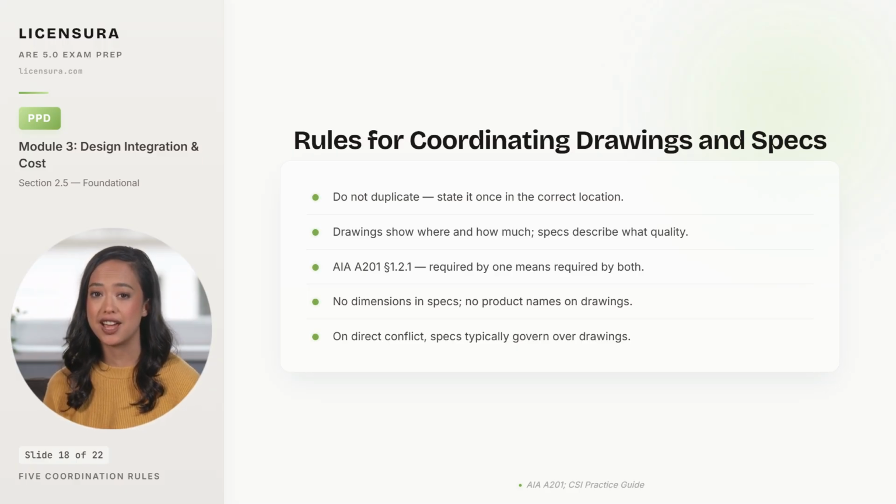Drawings show where and how much. Specs describe what quality and how. And the architect who puts performance criteria on a drawing or geometry in a spec has confused the document roles.